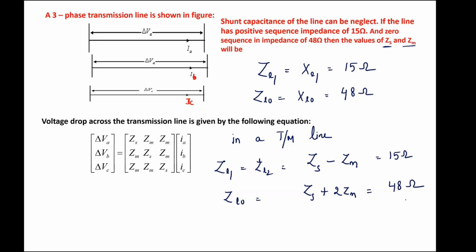If you subtract one from the other, you are going to get 3ZM is equal to how much? 33, which implies ZM is equal to 11 ohm and ZS will become 26 ohm. Okay, so that is the answer. ZM will become 11 ohm, ZS will become 26 ohm. Understood? So this depends upon the sequence networks of the transmission line.